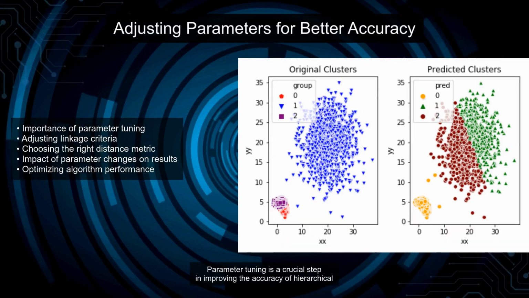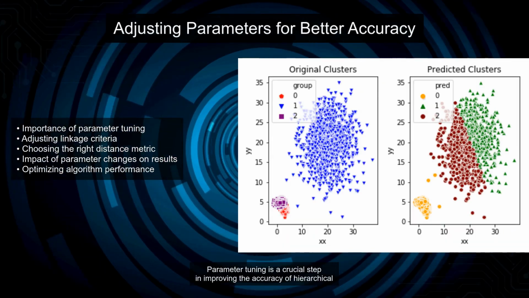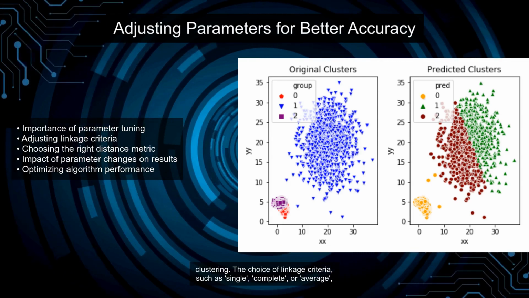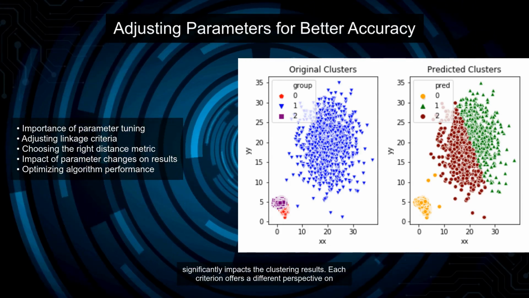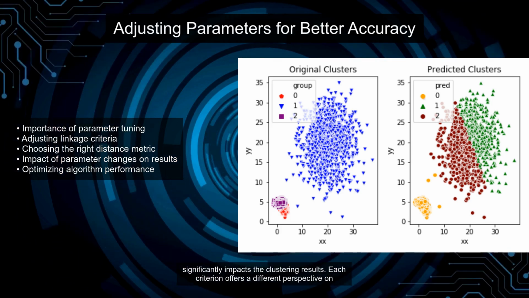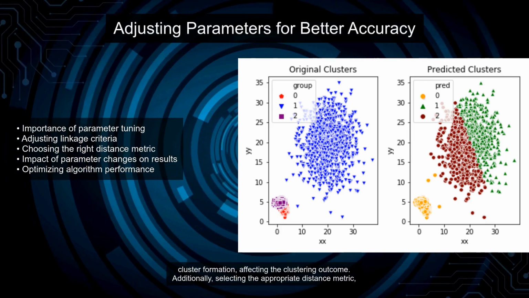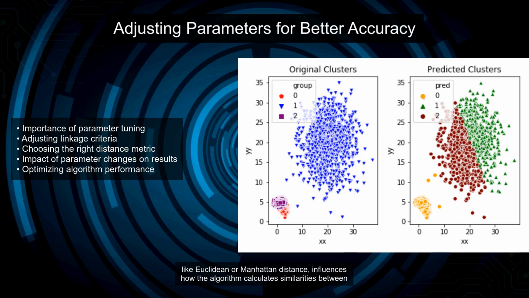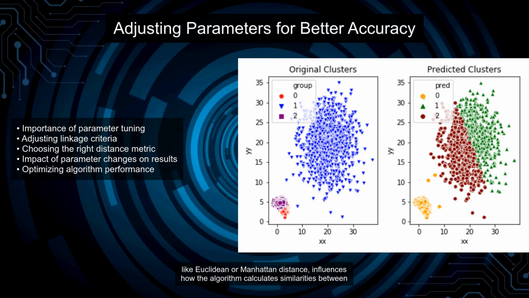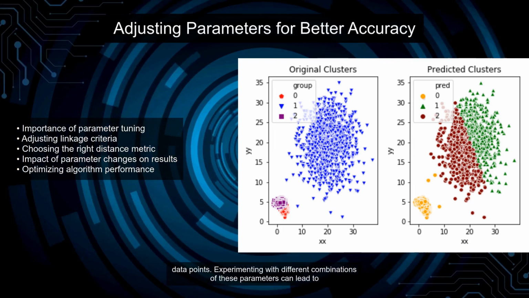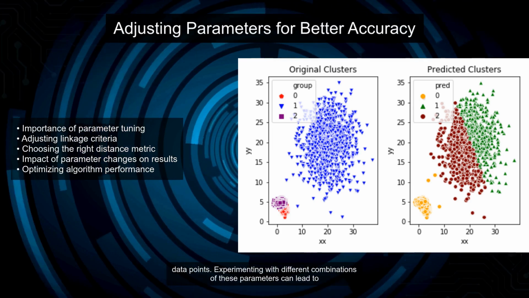Parameter tuning is a crucial step in improving the accuracy of hierarchical clustering. The choice of linkage criteria, such as single, complete, or average, significantly impacts the clustering results. Each criterion offers a different perspective on cluster formation, affecting the clustering outcome. Additionally, selecting the appropriate distance metric, like Euclidean or Manhattan distance, influences how the algorithm calculates similarities between data points.